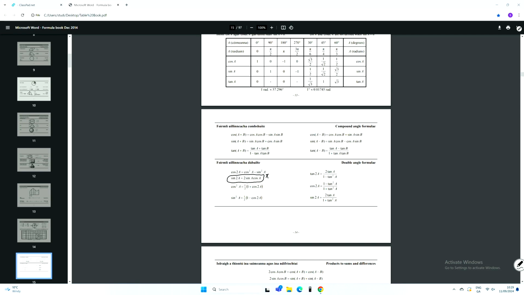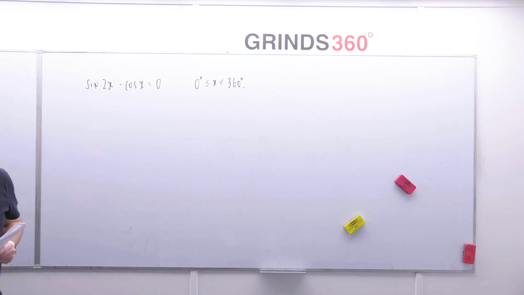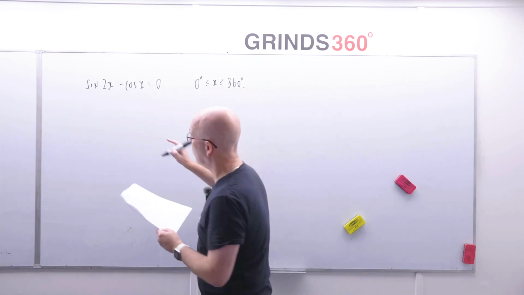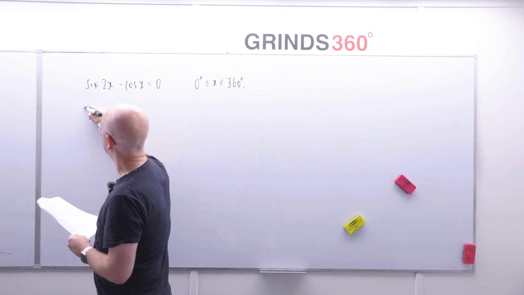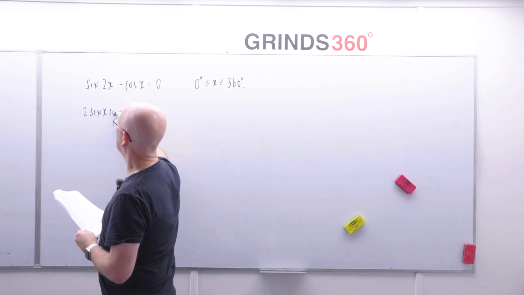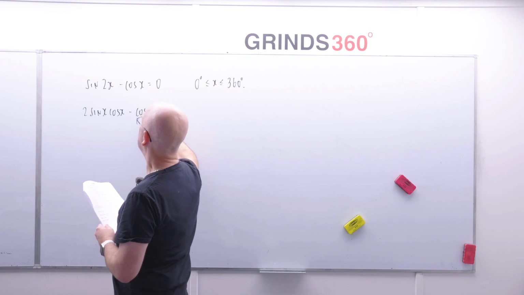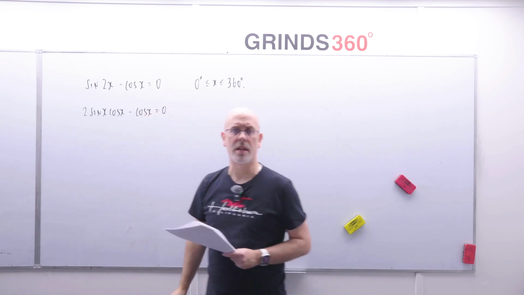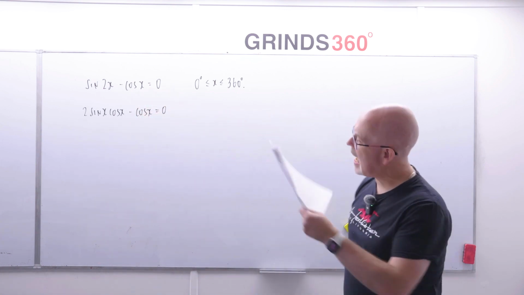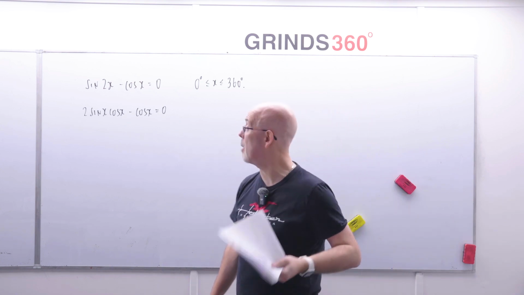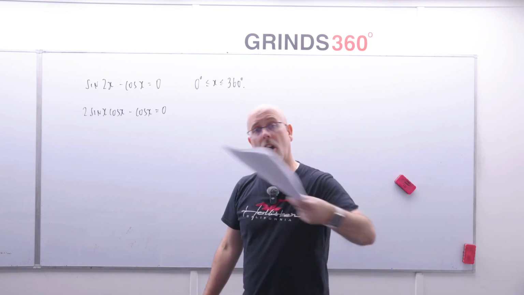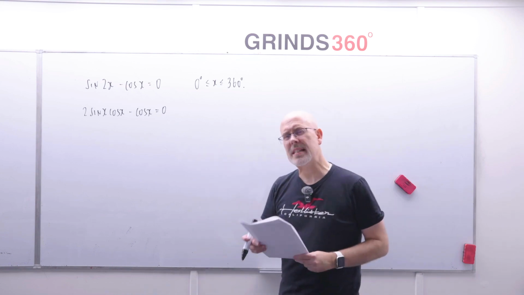Let me just see if that helps. If not, I'll go back and look for something else. But let me see what happens. I know from page 14 that sine 2x can be written as 2 sine x cosine x. Now, does that help my cause? Yes, because you can see that now the two terms on the left-hand side are both divisible by cosine x. They have a cosine x in common, so now I can factorize.